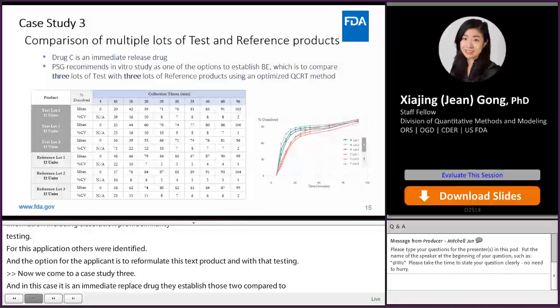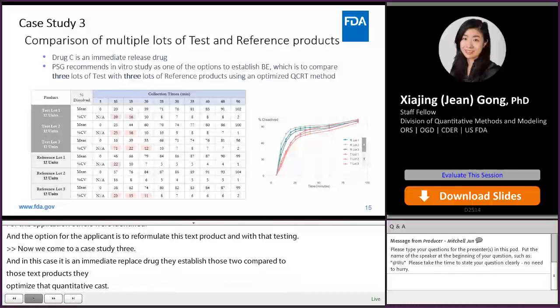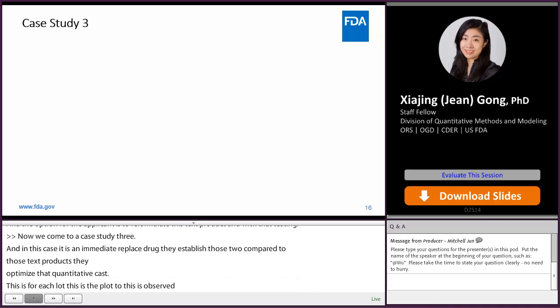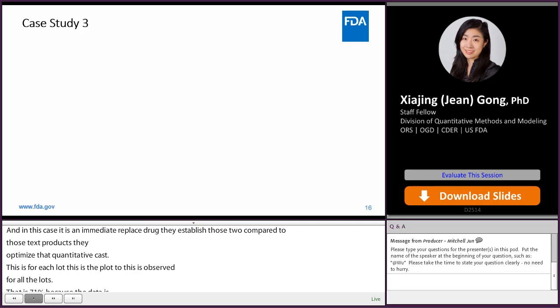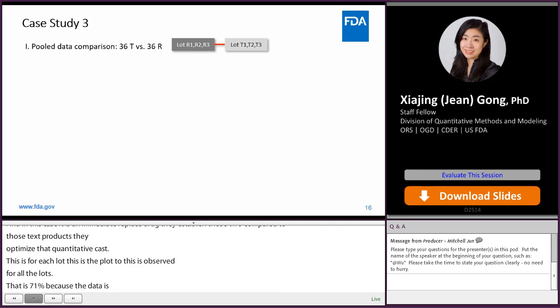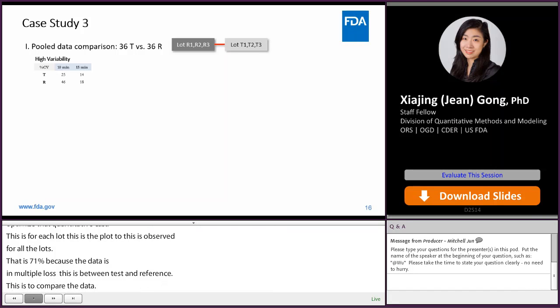Looking at the data, except for reference lot 2, high within-batch variability were observed for all the lots. Test lot 3 %CV at 10 minutes is substantially high at 71%. Because the data are in multiple lots, different strategies can be used for comparisons between test and reference. One approach is to compare the pooled data using 12x3, 36 test units versus 36 reference units. The variability of the pooled data suggests that it is still highly variable, and the bootstrapping F2 was applied.